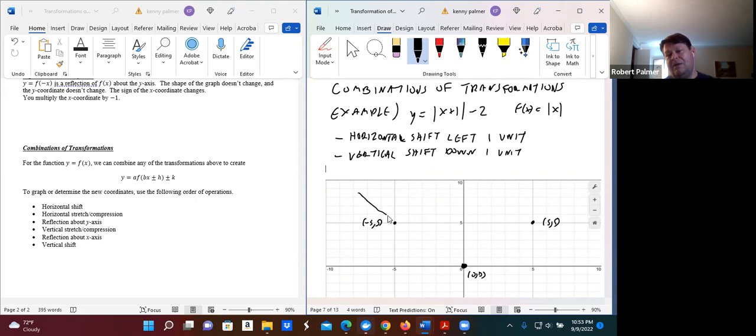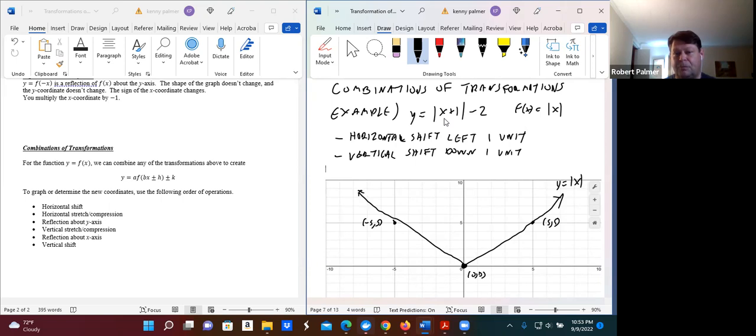And of course, it looks kind of like this. And it should go through those points. So this is our y equals f of x. So this is y equals the absolute value of x. Now, it can help to actually do these in stages and parts to make sure we do it right.